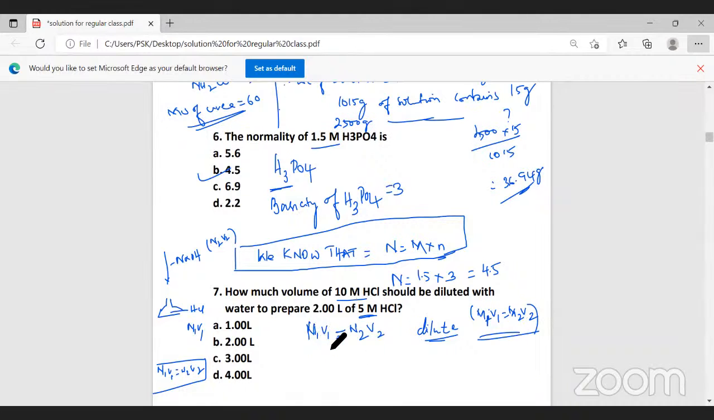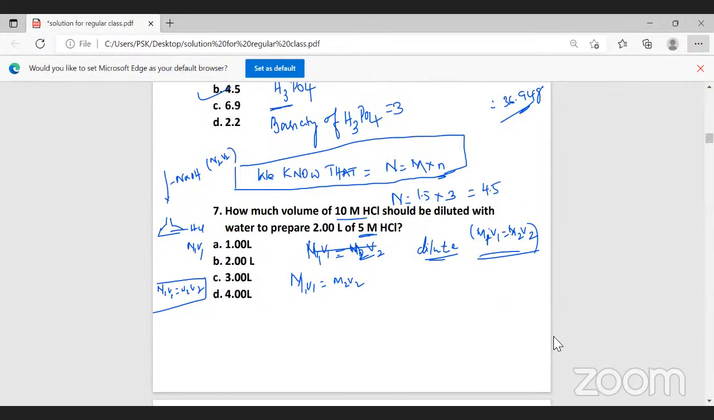They've given molarity, so we'll write M1V1 is equal to M2V2, not normality. M1 is highly concentrated, therefore 10 into V1. We don't know the volume, so we require the volume to be diluted with water. M2 is the 5 molar concentration they want, and the volume they want to prepare is 2 liters. So what will be V1? 5 into 2 divided by 10, that will be equal to 1 liter.